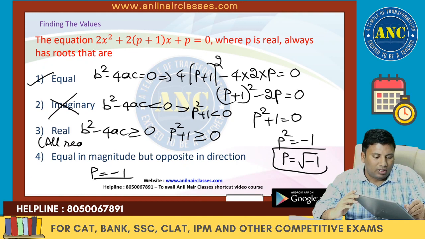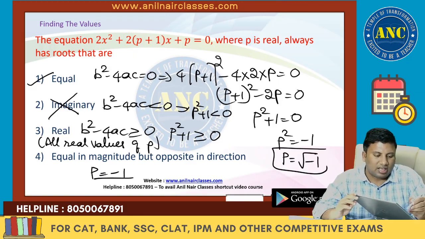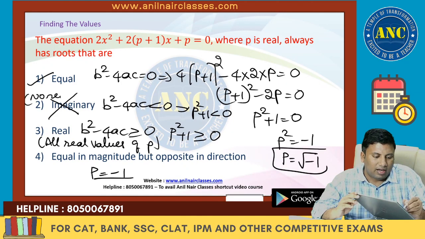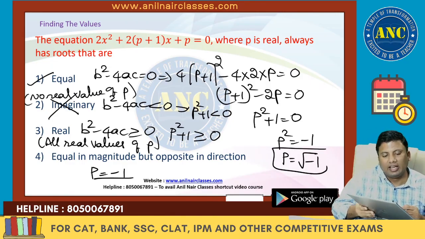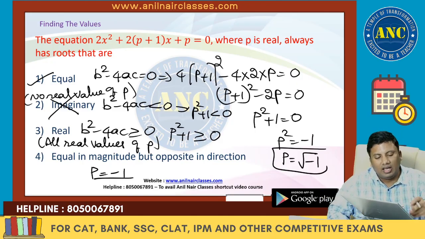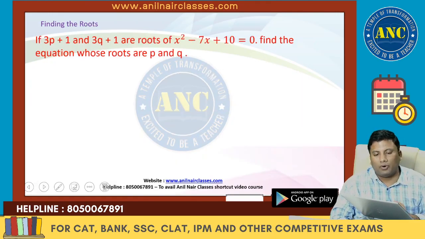All real values of p. There is, right, p square plus 1 less than 0. No real value of p. I hope the idea is clear. Equal, imaginary, real, equal in magnitude, opposite in sign.